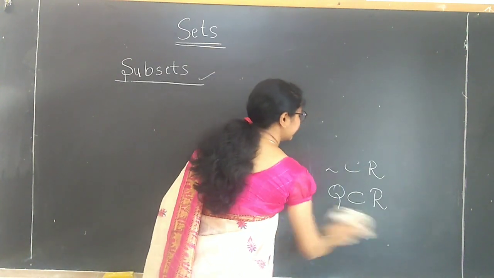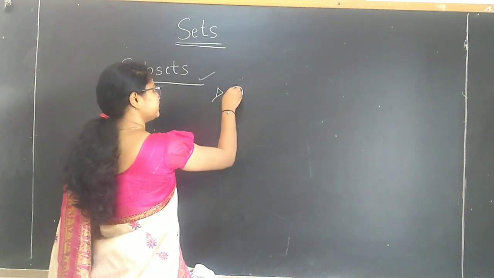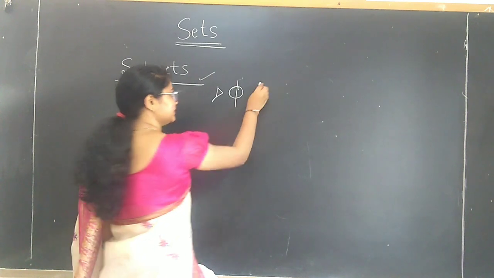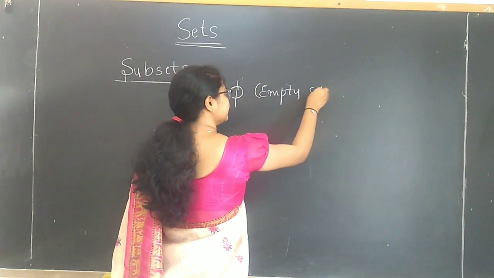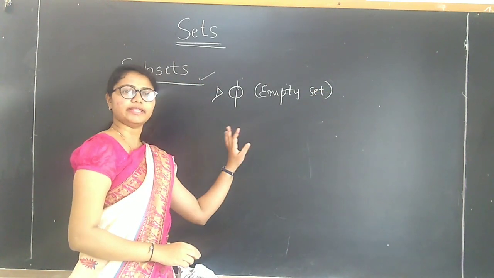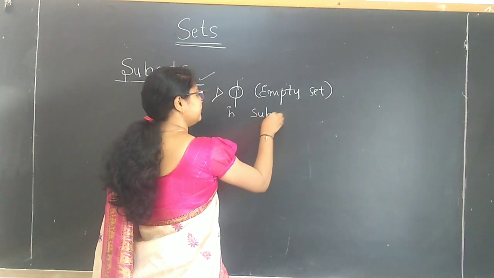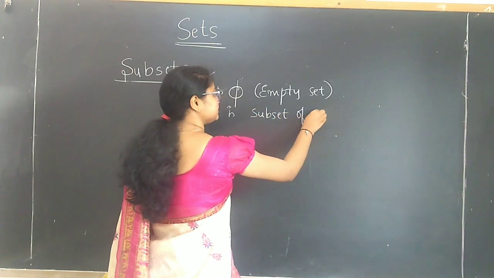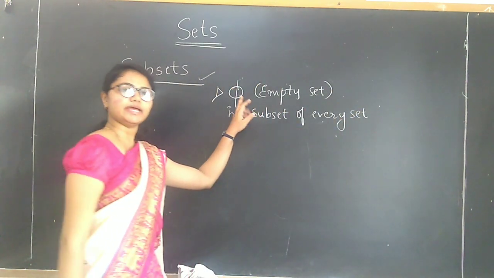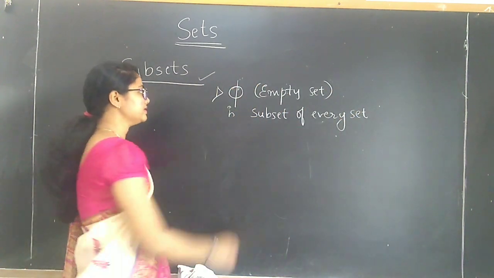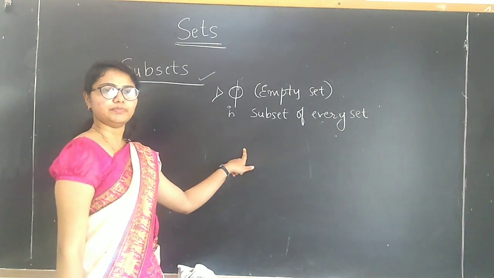Next, let me give you some properties regarding subset. Okay, first one, φ. φ means what? Empty set. As it is empty, it does not contain any element, it is subset of every set. This is first point. When you are writing the subsets, first you have to write empty set.